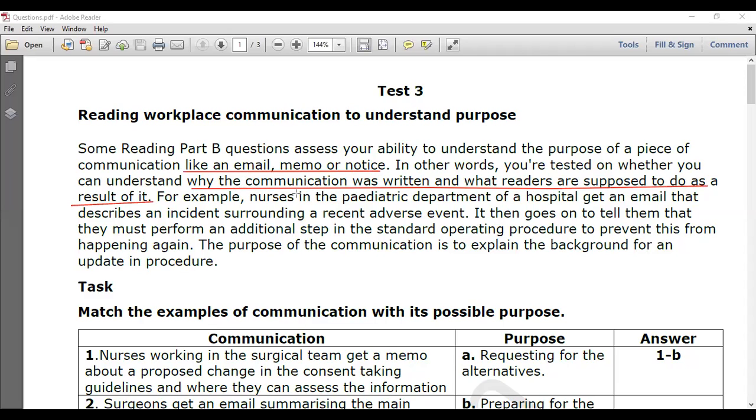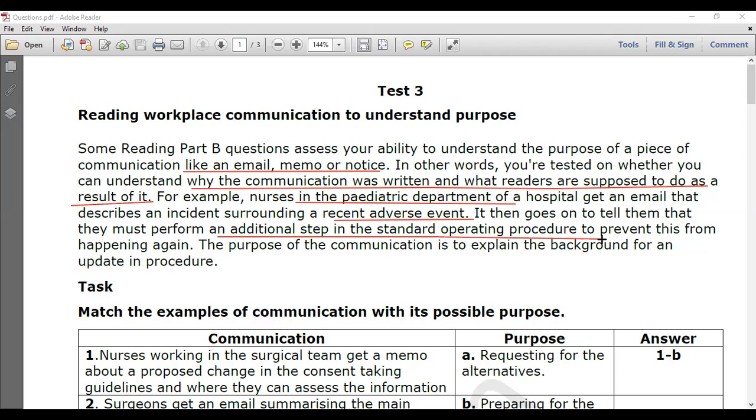For example, if the nurse in a pediatric department of a hospital receives an email, it describes an incident, and maybe an adverse event that might have happened. And then it tells them how the event occurred and because of what it occurred. And then it may give you some information about what additional precautions they may need to take to make sure that this kind of incident doesn't happen again.